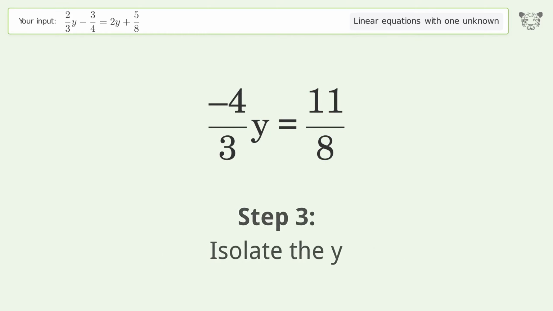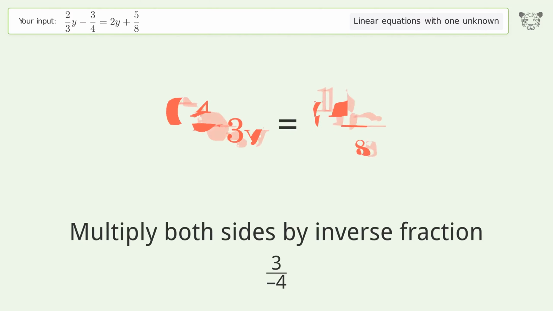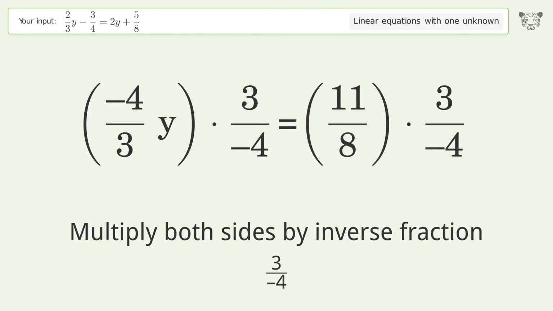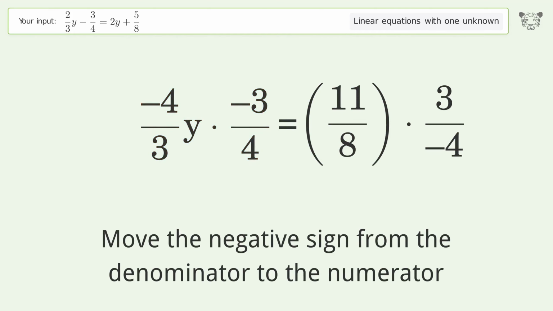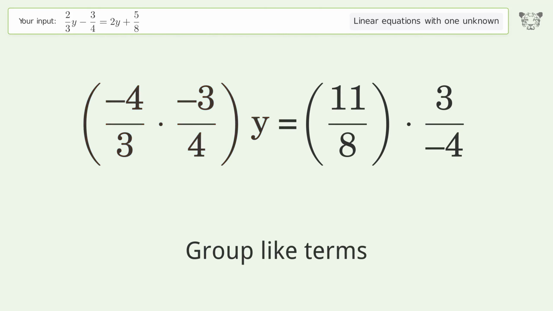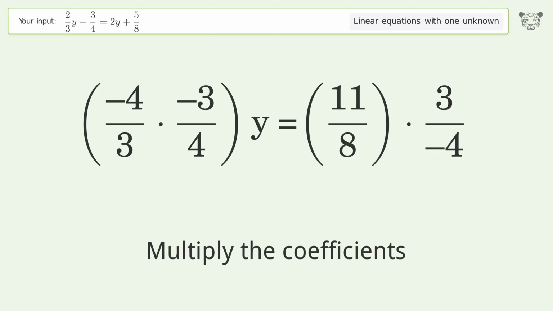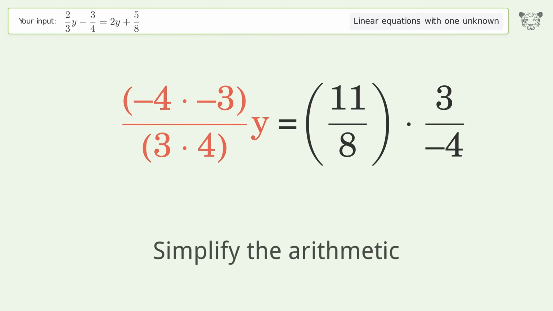Isolate the y. Multiply both sides by inverse fraction 3/4. Move the negative sign from the denominator to the numerator. Group like terms. Multiply the coefficients. Simplify the arithmetic.